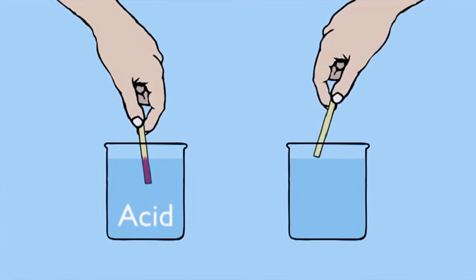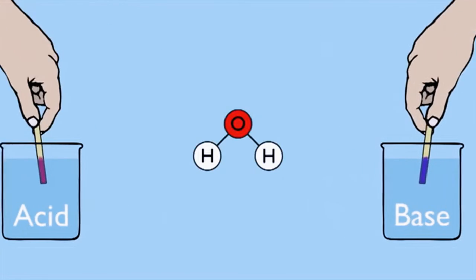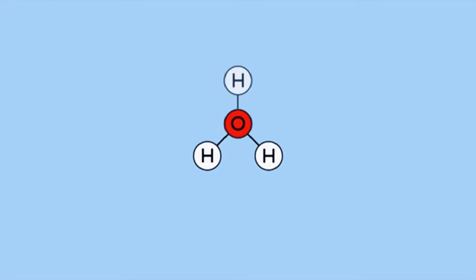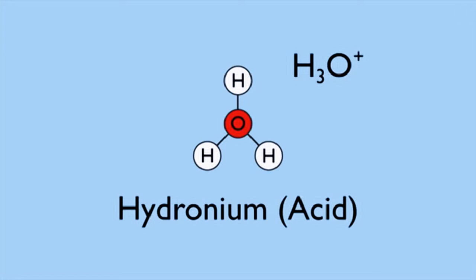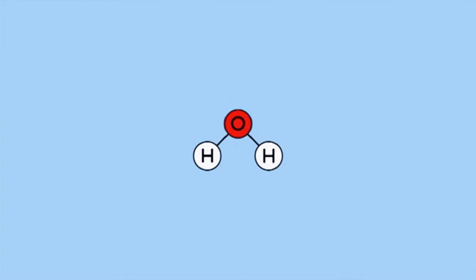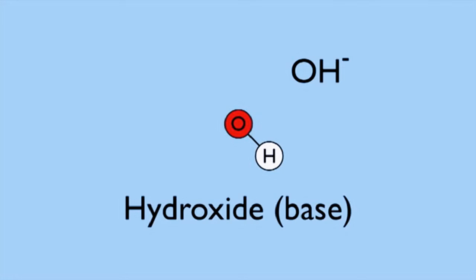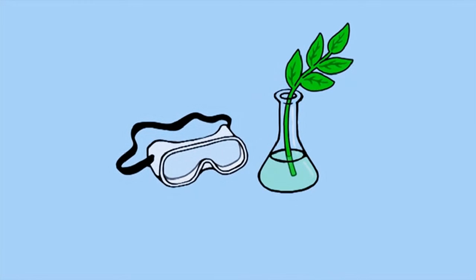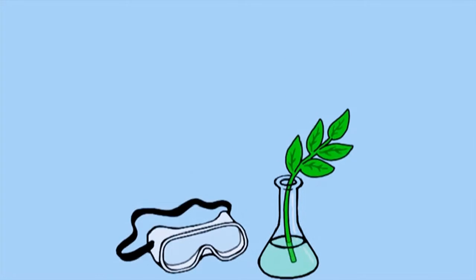One of the most unusual qualities of water is that it can act as either an acid or a base. A water molecule can either accept a proton and become a hydronium ion with a +1 charge, or donate a proton and become a hydroxide ion with a -1 charge. This is one of the reasons why water is so useful in all sorts of organic chemistry reactions.